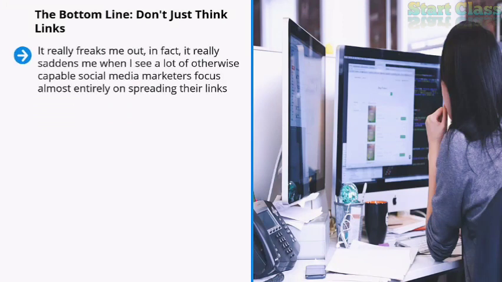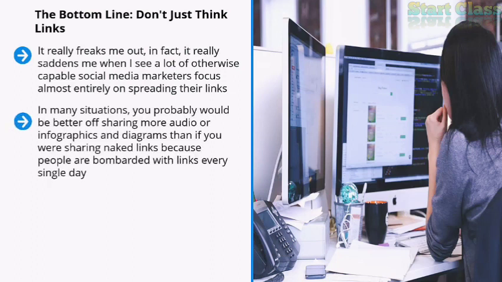It really freaks me out. In fact, it really saddens me when I see a lot of otherwise capable social media marketers focus almost entirely on spreading their links. They think that this is the end game. Well, yes, links are important. I can see where they're coming from because when people click on a link, that's instant traffic. But you have to understand that depending on the type of target site you are promoting, you would build a tighter brand if you share different types of content. In many situations, you probably would be better off sharing more audio or infographics and diagrams than if you were sharing naked links because people are bombarded with links every single day.